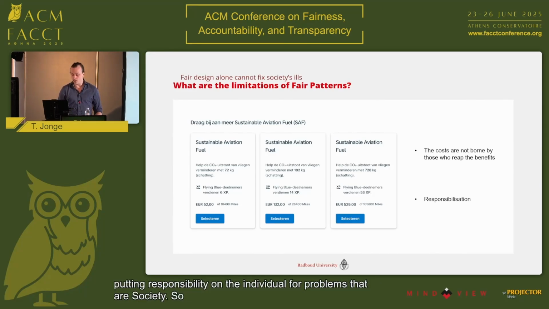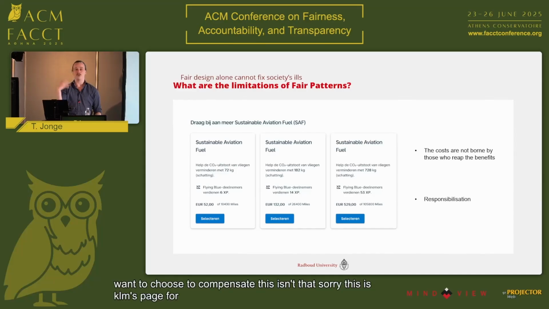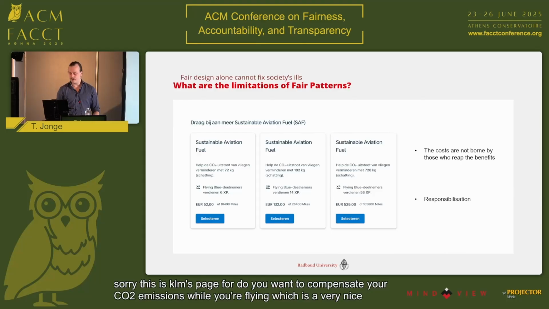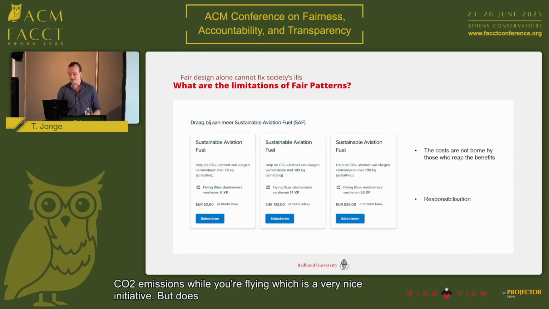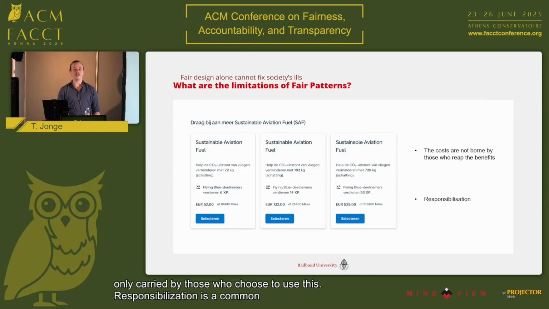So if people want to choose to compensate, this is in Dutch, sorry, this is KLM's page for do you want to compensate your CO2 emissions while you are flying, which is a very nice initiative, but does mean the benefits go to everyone and the costs are only carried by those who choose to use this. Responsibilization is a common term used here and is also broadly regarded as if there is a societal problem, we must work towards this as a society, we must use policy to do this and not design and putting it on the individual.